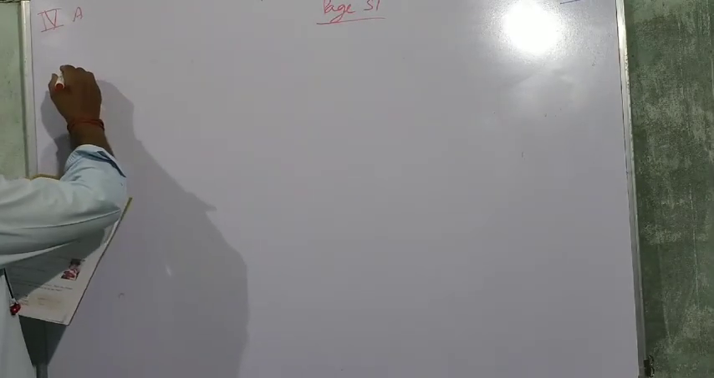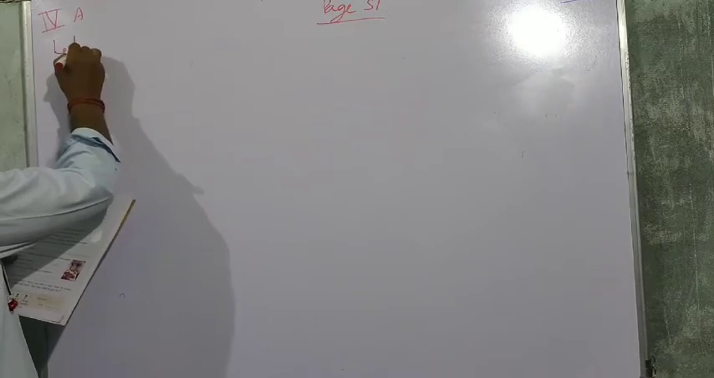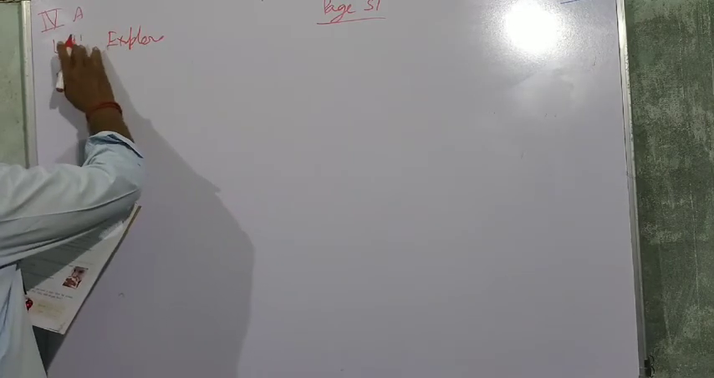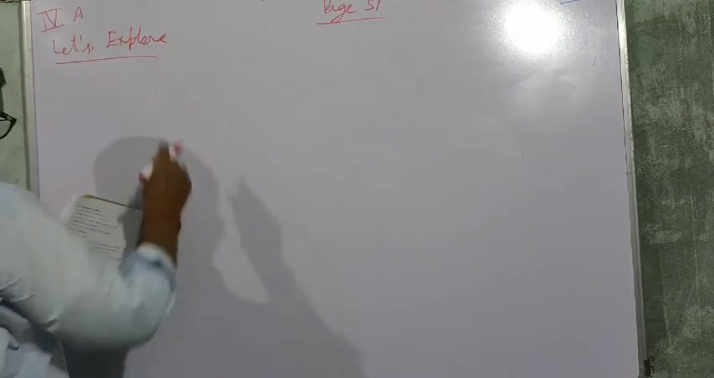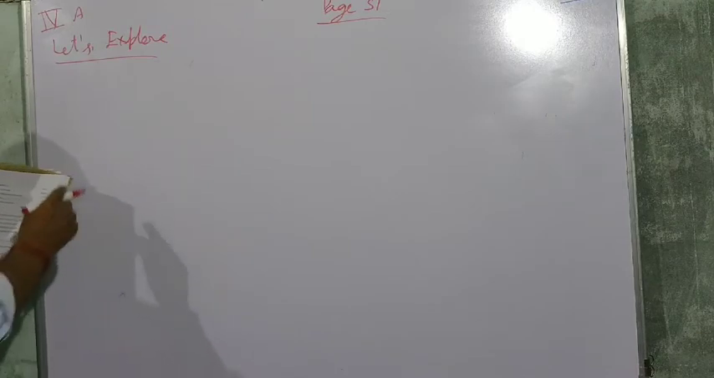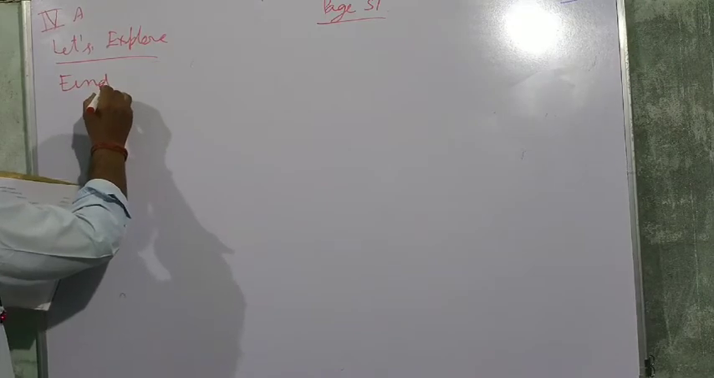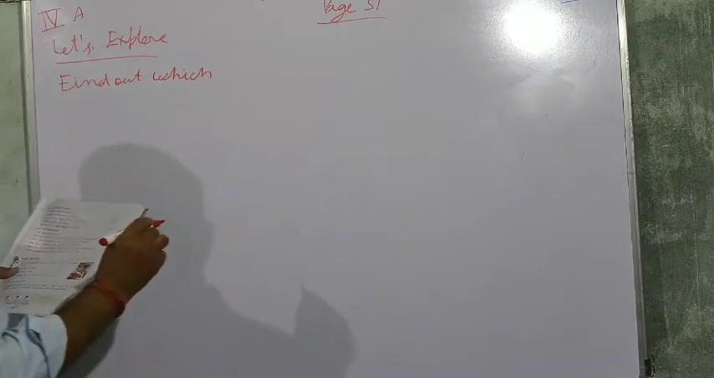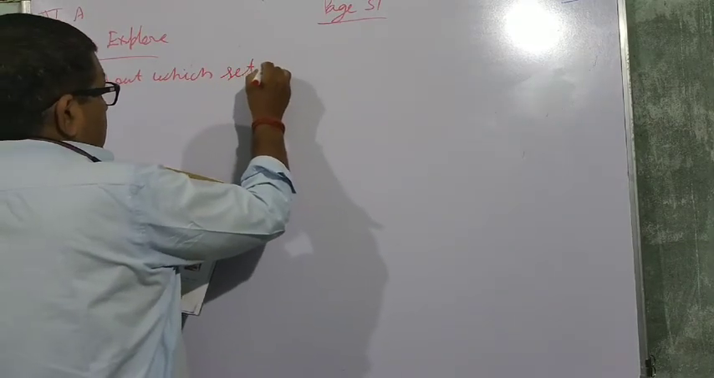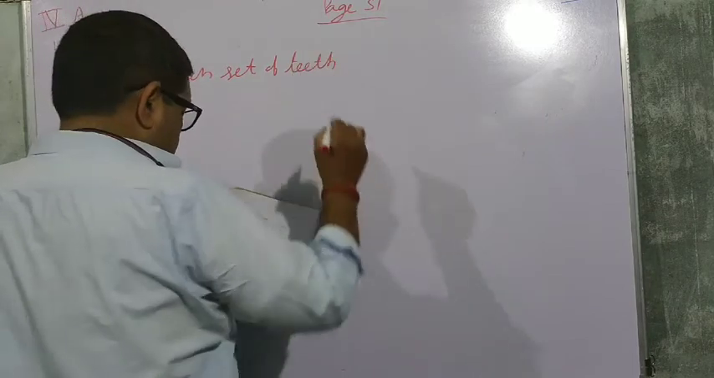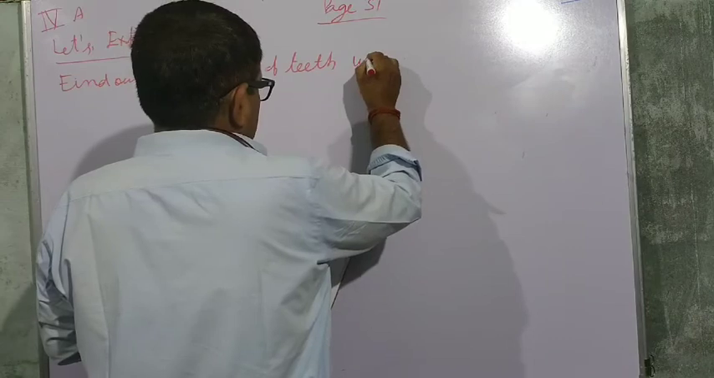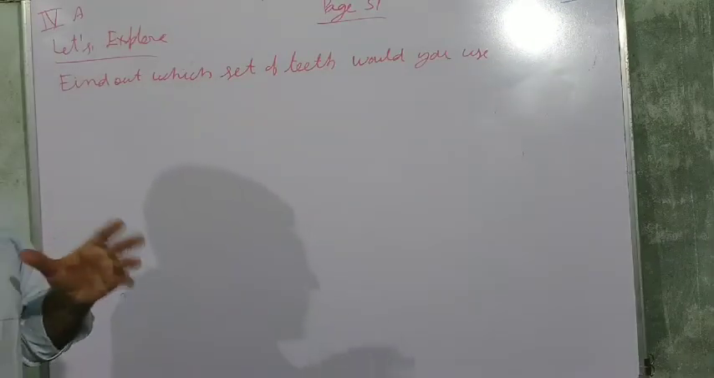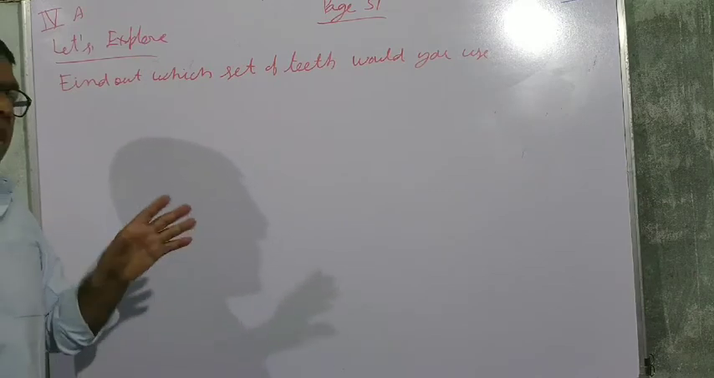So, let's explore. Now find out which set of teeth you would use. Do you know that you have four types of teeth: incisors, canines, premolars and molars?